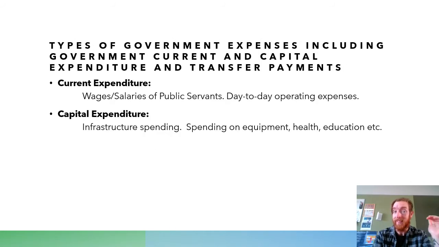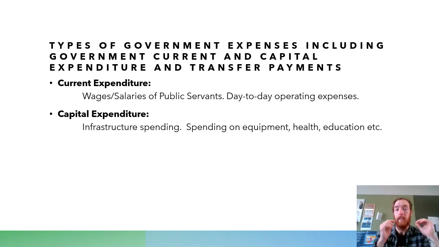Source of government expenses. This includes government current and capital expenditure, as well as transfer payments. I don't tend to include transfer payments here that often because it confuses students when they talk about aggregate demand. When you talk about transfer payments with aggregate demand, they become an income, therefore private consumption spending.